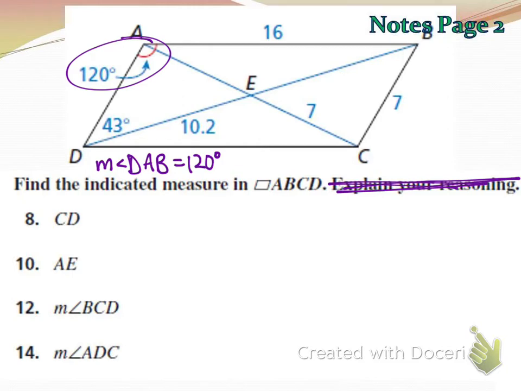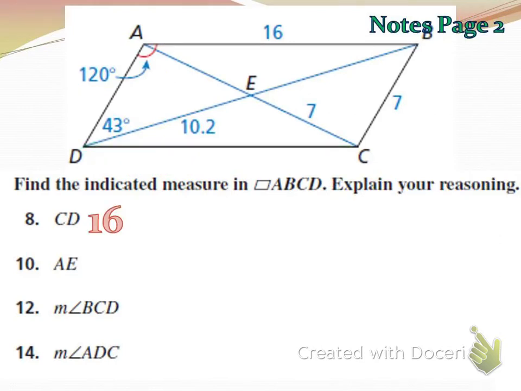We're just doing the evens today on your paper. Find the length of CD. Is it a side or a diagonal? It's a side, and its length is 16. We got AE. Is it a side or a diagonal? Diagonal, and its length is 7.